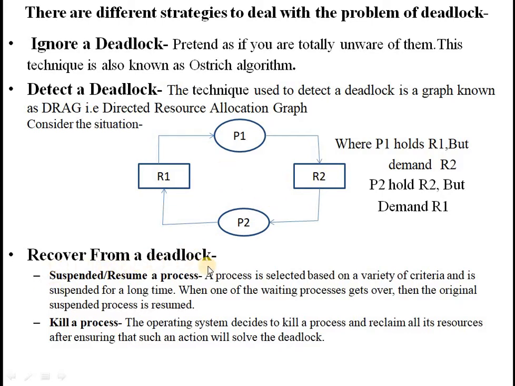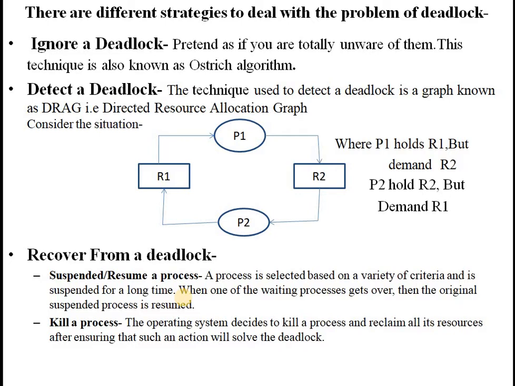Second, recover from a deadlock. There are two approaches through which we can recover from the deadlock problem. First, suspend or resume processes. Those processes that are suspended will be resumed later. A process is selected based on a variety of criteria and suspended for a long time. For example, a low priority process we can suspend for a long time, and when one of the waiting processes gets over, then the originally suspended process is resumed.